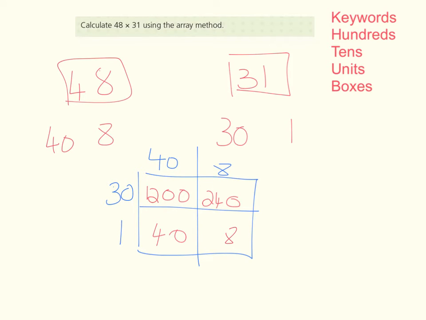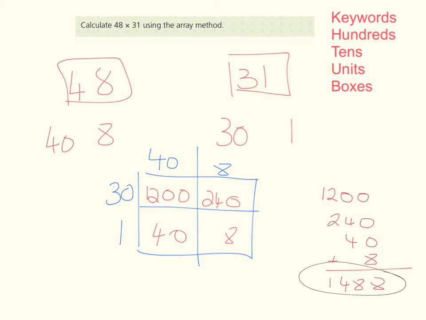I'm then going to use all of the numbers that I have in the boxes here, and add them all together. So I will have 1,200 plus 2,400 plus 40 plus 8. And I'm going to add them together. So that's going to give me 8, and 4, and 1. And so my final answer is 1,488. And I have multiplied these numbers using the box method, or the array method.